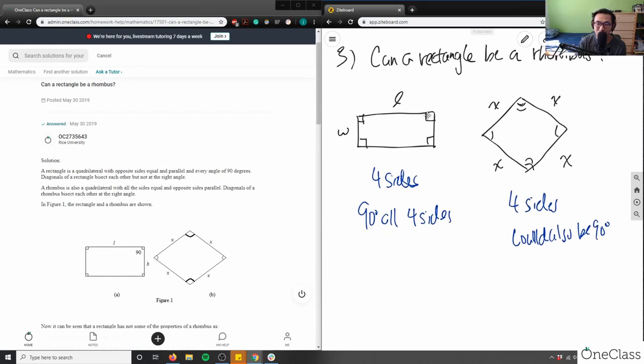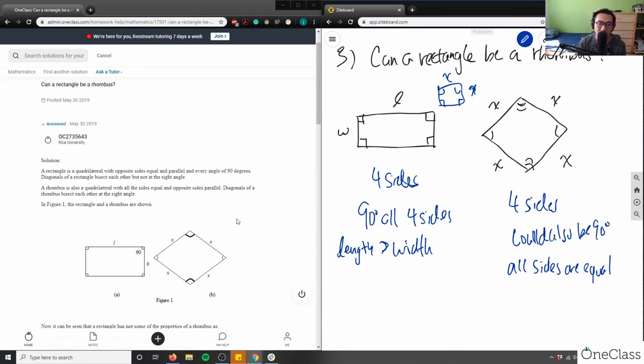And then we have the length of the sides. In a rectangle, if the length was the same as the width, it would just be a square. Remember, a square has right angles on all four sides, and the length and the width are the same, so I can say this is x and this is also x. But in a rectangle, the length has to be greater than the width. And in a rhombus, all sides are equal. So I just compared three properties of a rectangle and a rhombus.